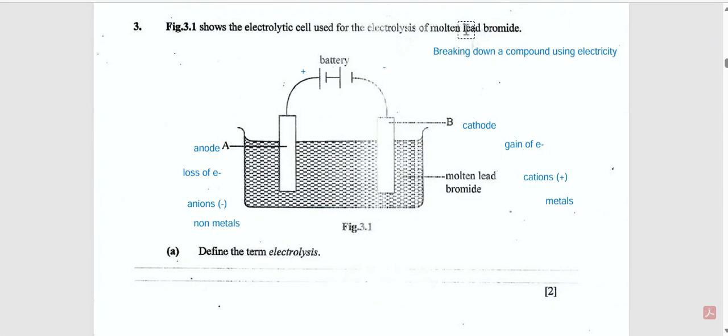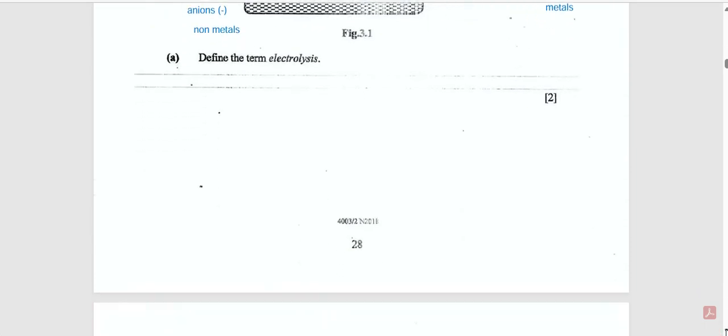So in lead bromide, we have a cation and an anion. Lead is our cation because it's a metal, and bromine is our anion because it's the non-metal. Remember that the cation goes to the cathode. So at B, lead is formed, and at the anode, bromine is formed. That is what happens. Important to remember that.